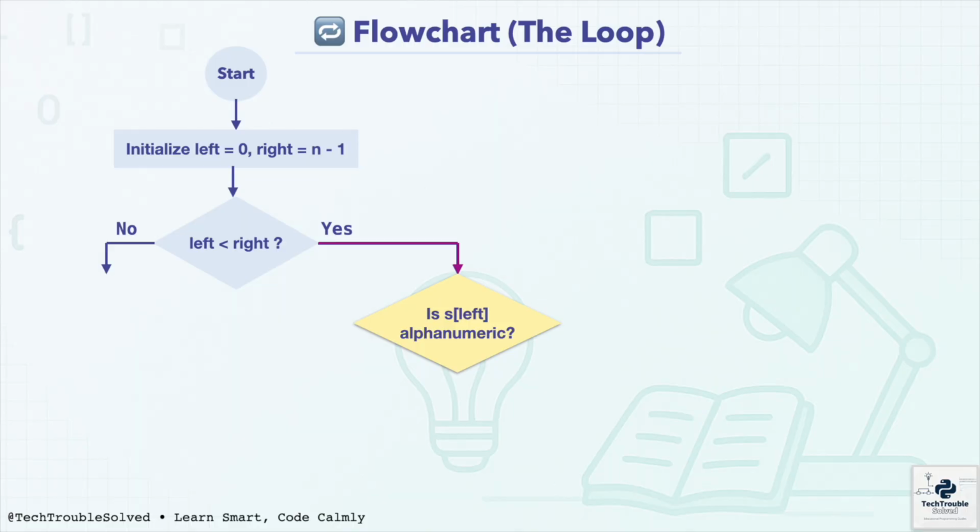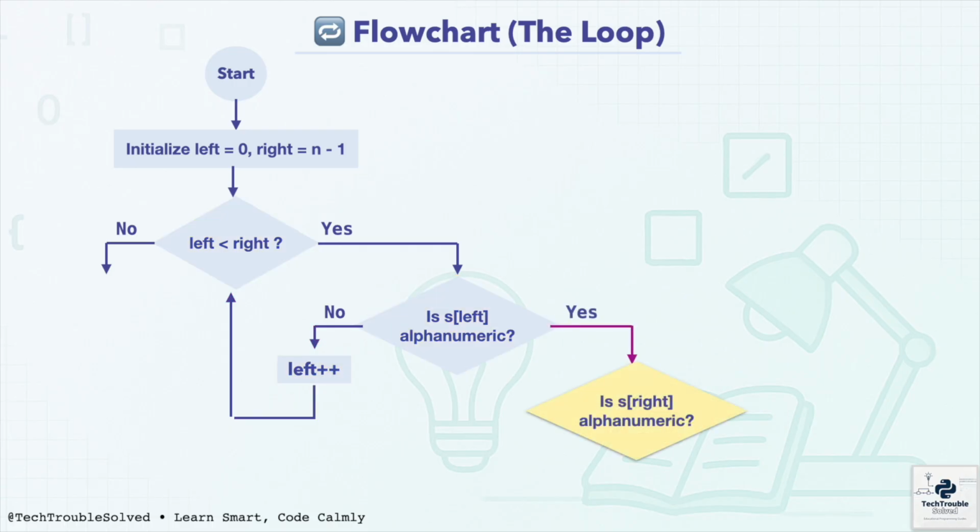First, we check the character at the left pointer. If s[left] is not alphanumeric, we do not compare it with anything. We simply move the left pointer forward and go back to the loop condition. This is the skip, do not remove rule. If the left character is valid, we then check the right character. If s[right] is not alphanumeric, we move the right pointer backward and again go back to the loop condition.